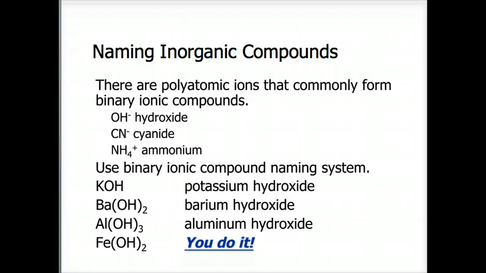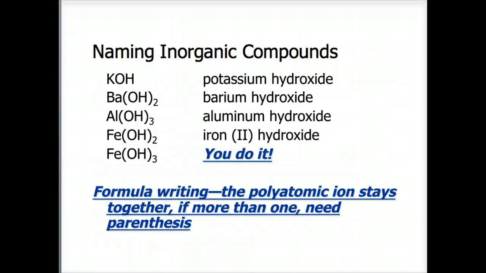Now to make it complicated and put everything together, what is the name of the compound shown below? Fe(OH)2. You're right, it's iron 2 hydroxide. What about the next one then? Exactly, it's iron 3 hydroxide. You have to keep this formula together, this polyatomic OH or the cyanide or any of the others on the sheet together.